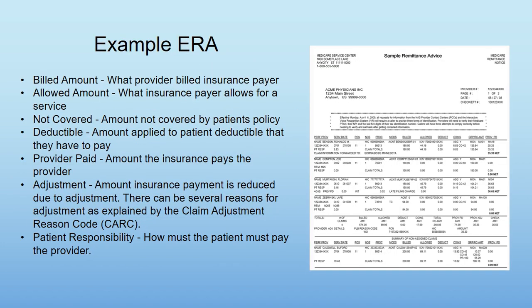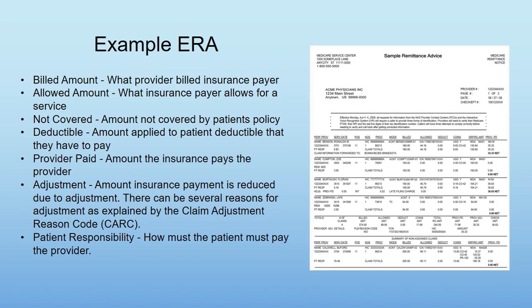Here's an example of a Medicare ERA, and some of the fields that are listed on here, if you can see those. The billed amount, that's what the provider billed the insurance payer. The allowed amount is what the insurance payer allows for service. The not covered amount, that's the amount that's not covered by the patient's policy per the contract with Medicare. The deductible is the amount applied to the patient's deductible that they have to pay. The provider paid, that's the amount that the insurance pays to the provider.